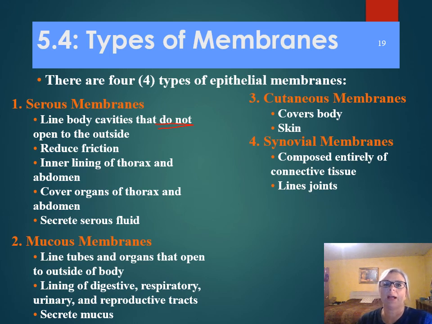Mucous membranes line tubes that open to the outside of the body. So these open to the outside. These serous membranes do not open to the outside. These include mucous membranes. You already know most of these if you think about it: oral and nasal cavities, tubes of the digestive system. You do have mucus in the digestive system. Respiratory, urinary, and reproductive system.